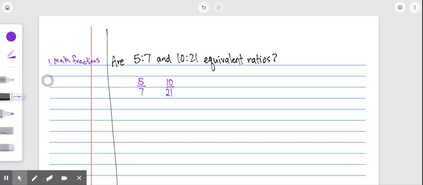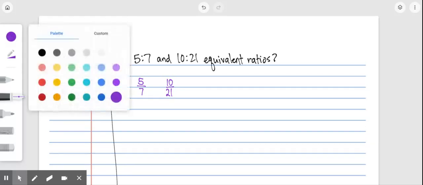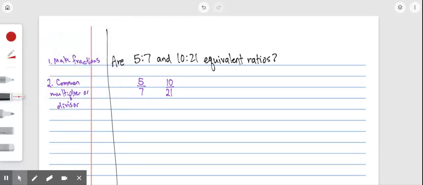Okay. Step 2 is see if there is a common multiplier or divisor. Okay, so I'm going to do this. I'm going to look across. I'm going to do it in red again, just like last time. So I want to figure out how do I get from 5 to 10? What do I need to multiply or divide by? Well, to get from 5 to 10, I need to multiply by 2, because 5 times 2 equals 10.